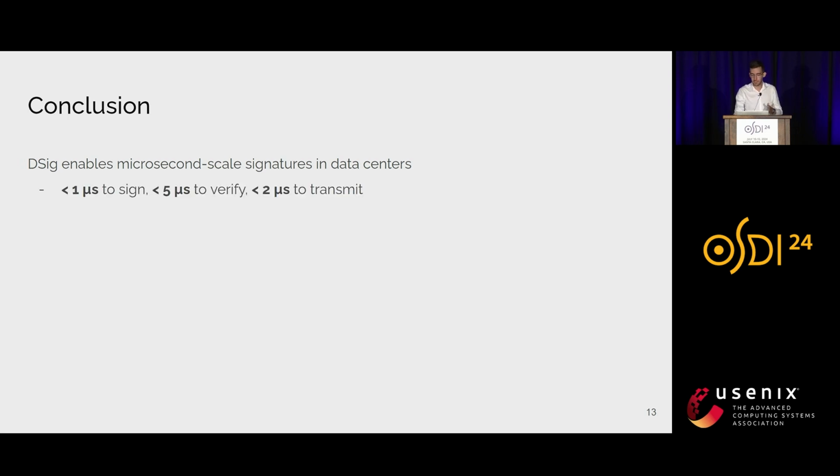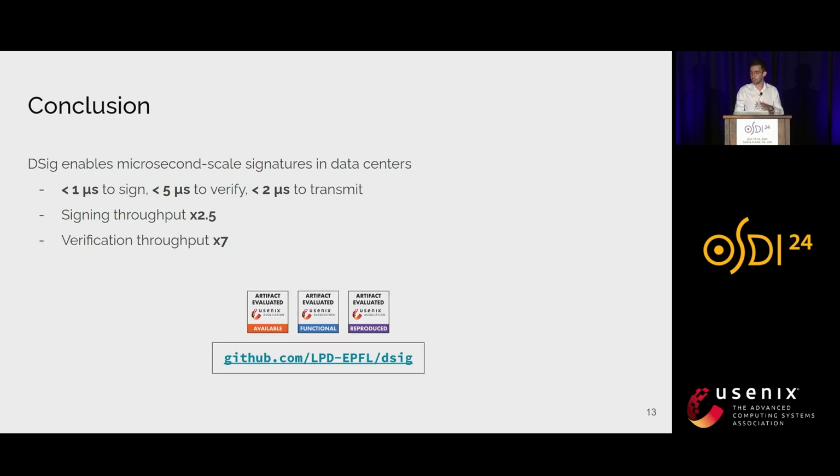DSig is able to sign in less than a microsecond, to verify in less than 5, and the signature that you produce can be transmitted in less than 2 micros. The signing throughput of DSig versus the state of the art is 2.5x higher, and the verification throughput 7x higher. DSig is open source, available on this GitHub repo.